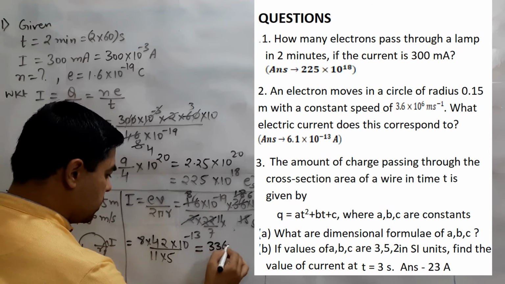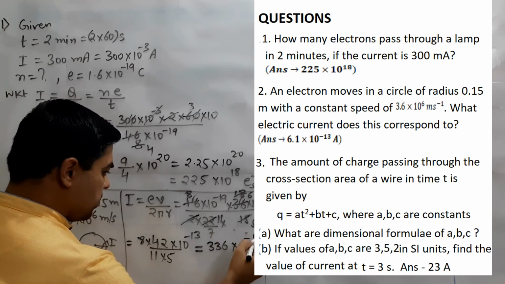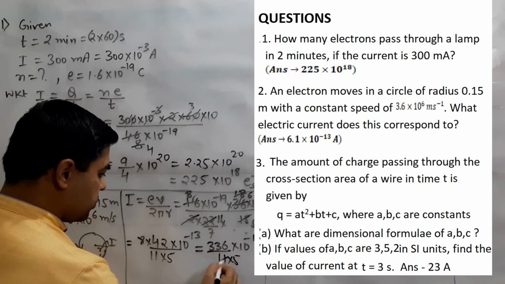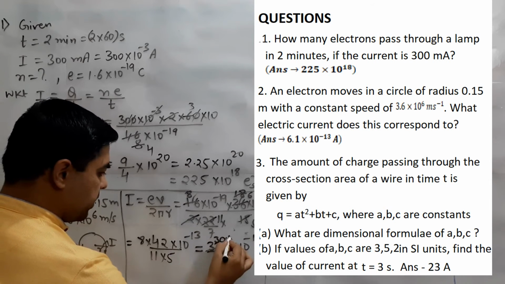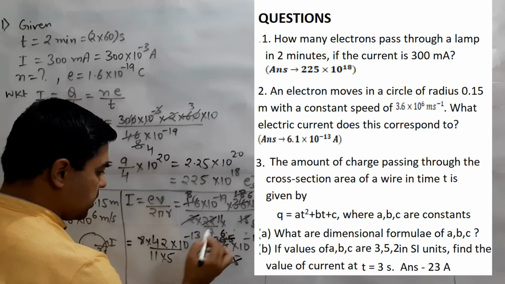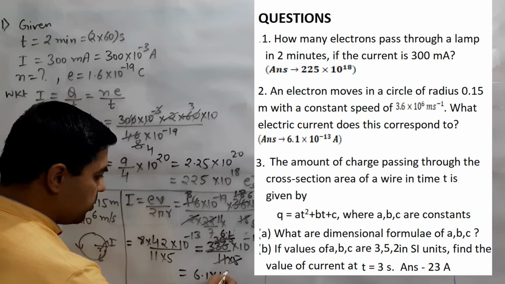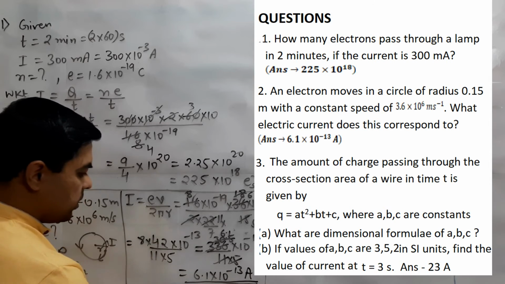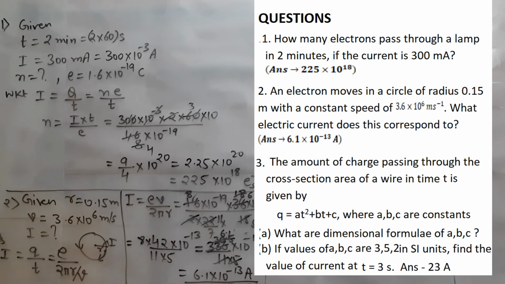33, 3 3 6, 10 to the power minus 3 minus 13, and 11 and 5 also. So 11 3, 30 times 60, 11 5 approximately 6 5 6 times 30, approximately 6.1 into 10 to the power minus 13 ampere. This would be the answer for this second question.